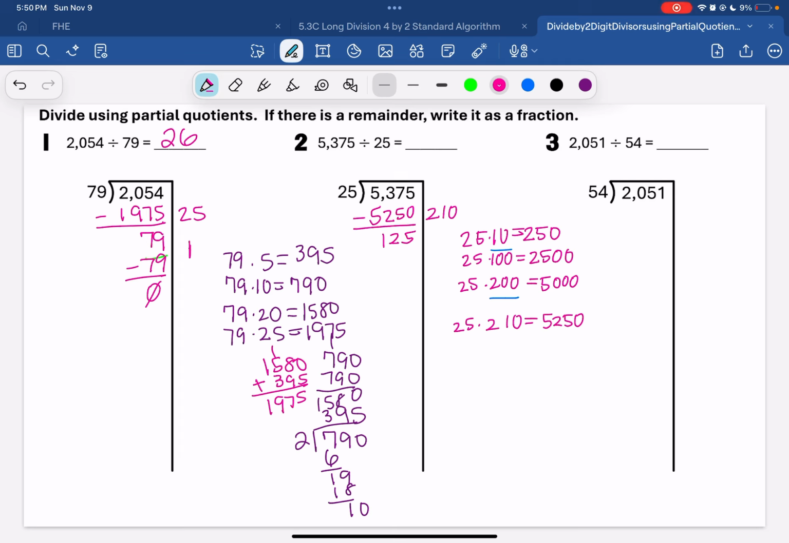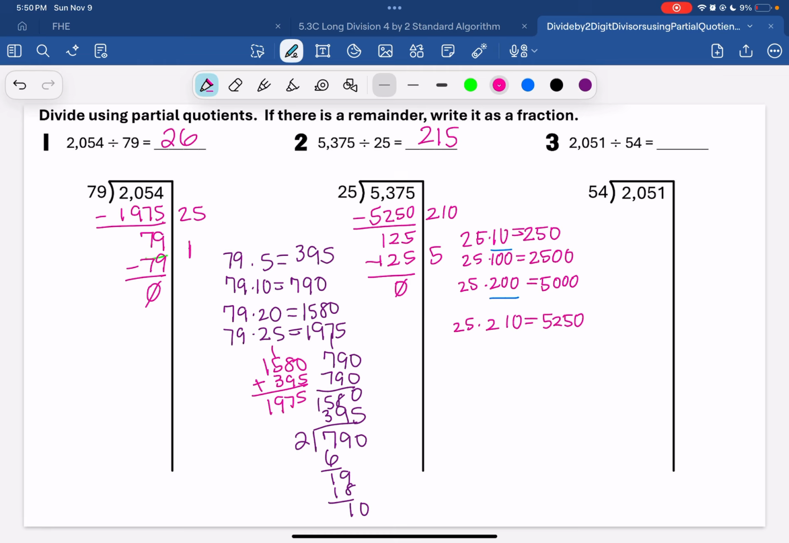Now we have 125 being divided by 25. How many 25s can go into 125? 5. 5 times 25 is 125. So no remainders. So my answer is 215. All right, let's look at the next one.